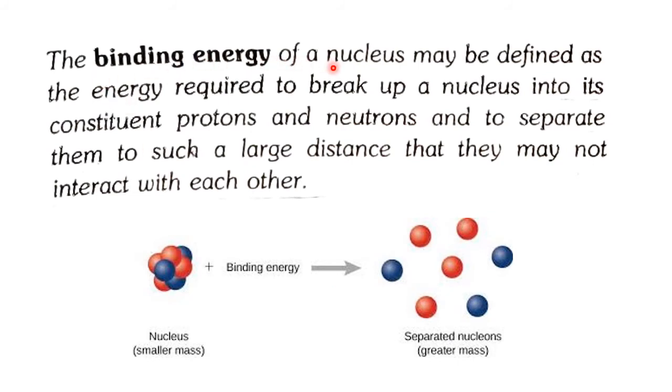The binding energy of a nucleus may be defined as the energy required to break up a nucleus into its constituent protons and neutrons and to separate them to such a large distance that they may not interact with each other. So if you have a stable nucleus of smaller mass, and you give some amount of energy to break it into individual nucleons such that there is no interaction between them, the amount of energy you have supplied is known as the binding energy.